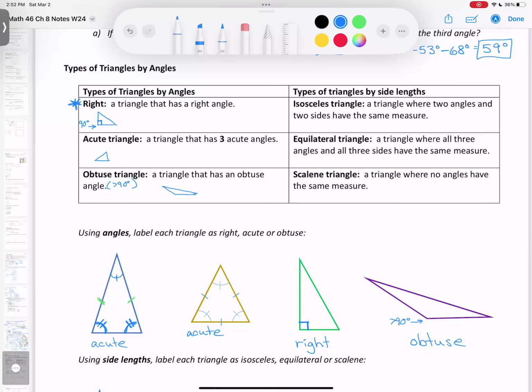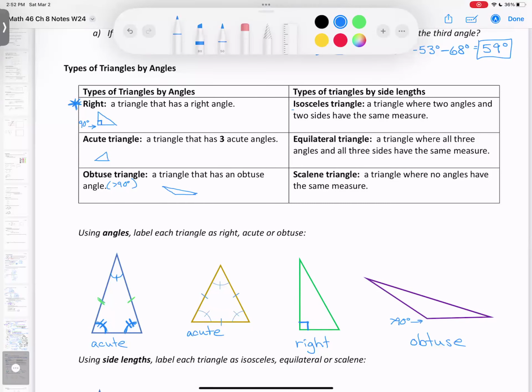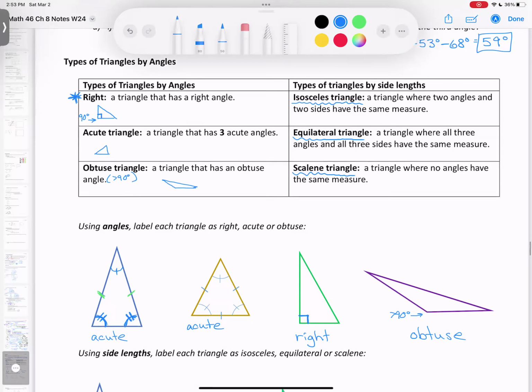You can also classify triangles by side lengths. So we have isosceles triangle. That's a triangle where you have two angles and two sides that have the same measure. Okay, that looks like that first one we saw there. Equilateral triangle has all sides equal, which means all three angles are equal as well. And a scalene triangle means all three are different. All three angles are different, all three side lengths are different.